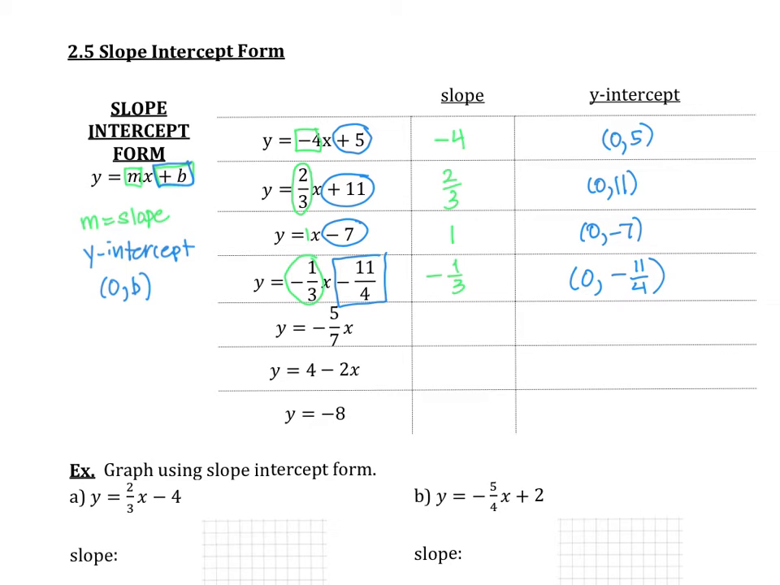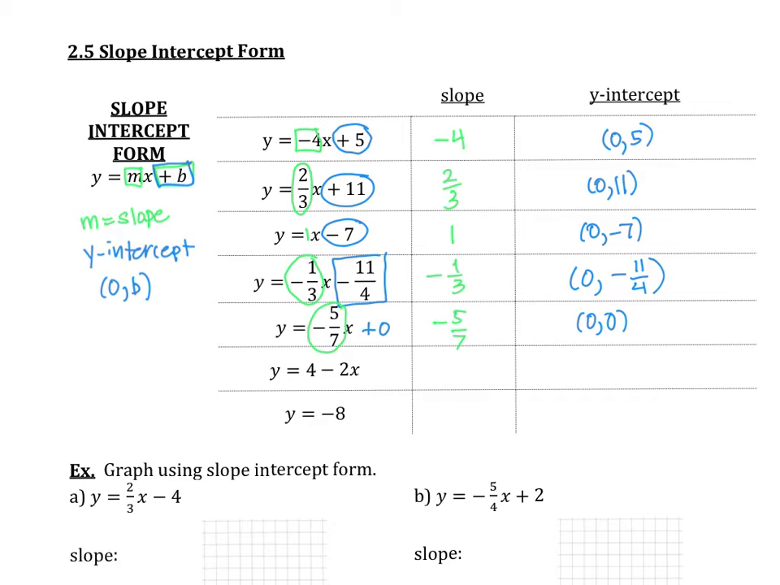The next one, y equals -5/7 x. With the x, it has -5/7, so that's the slope. Now what's being added at the end of the equation? There's nothing being added. If there's nothing being added, it's like adding nothing. Nothing is 0. So my y-intercept is actually at 0, 0. There is a y-intercept. It's just going to be at 0 because that represents no value.